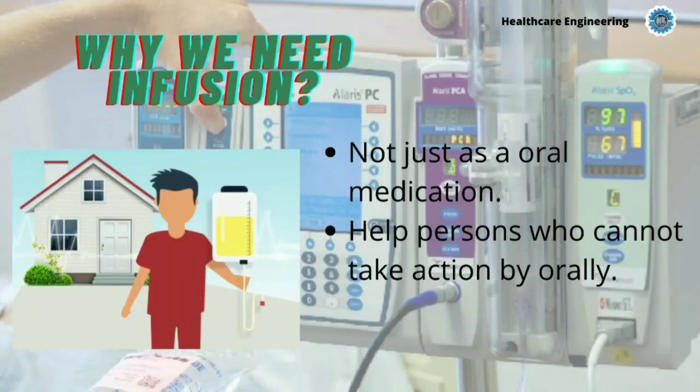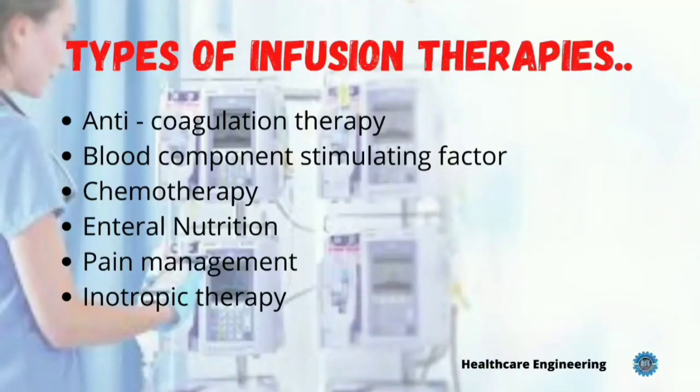Why do we need infusion therapy? We need infusion therapy not just as an oral medication. When people are seriously ill, sometimes they can't even eat. Also, some medications cannot be taken orally because stomach acid kills them and they are no longer valuable and effective in treating your diseases. Let's see some types of infusion therapies: anticoagulation therapy, blood component stimulating factor, chemotherapy, enteral nutrition, pain management, and inotropic therapy.